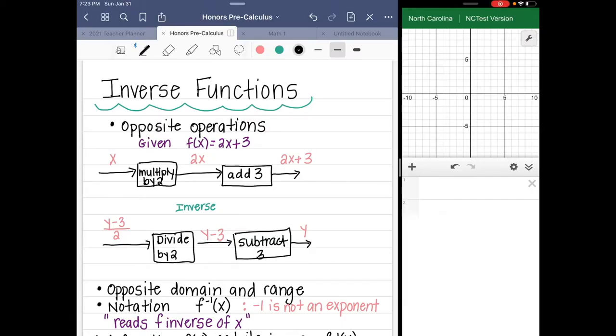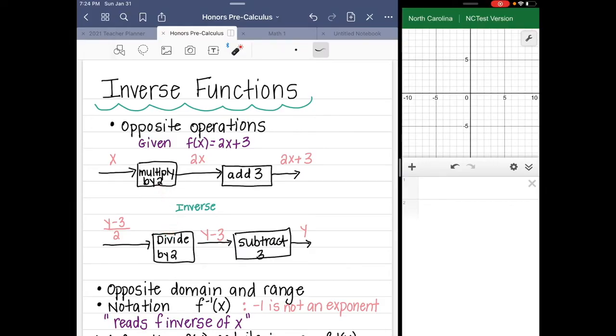And then, if you have multiplication, the inverse is division. And then if you have division, the inverse is multiplication. So that opposite operations idea is still going to be applied here when we start talking about inverse functions. So when we look at it, given just the standard linear function here, we say that x was multiplied by 2 to get 2x, and then we add 3 to get 2x plus 3.